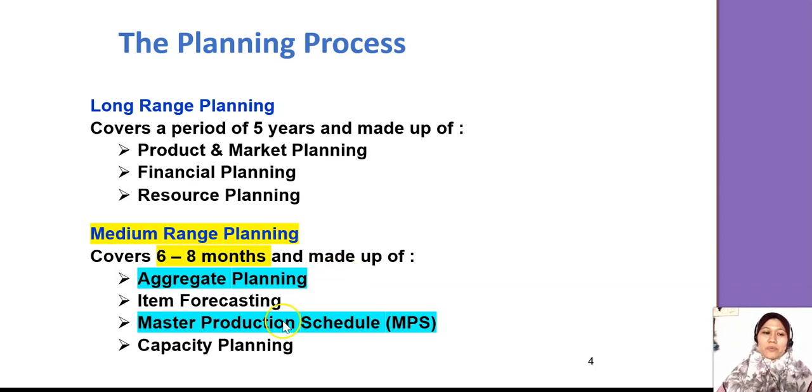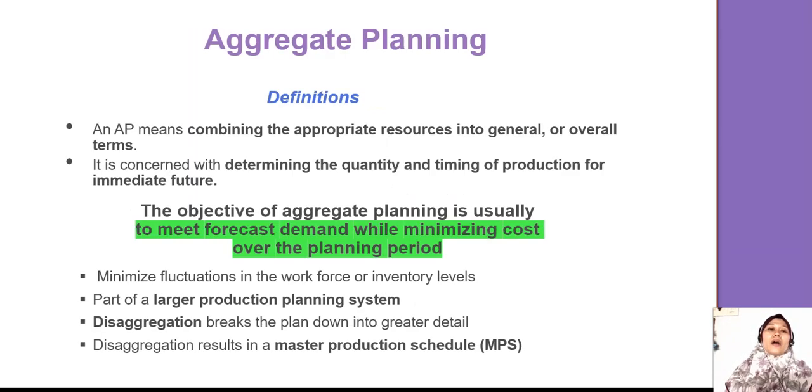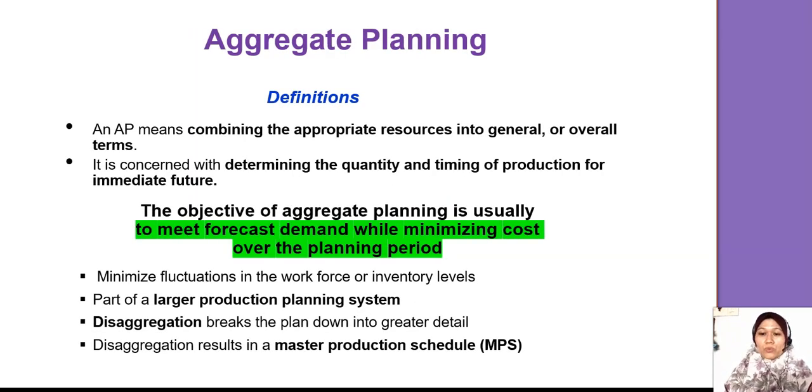It also involves the MPS, Master Production Schedule, in which you need to forecast demand. And then you need to do material requirement planning. This one is to know when to order and when to receive orders and so on. This is usually for 1 day to a few weeks. So this is very critical if you want to run the factory. Very important. You need to know how to do the aggregate planning.